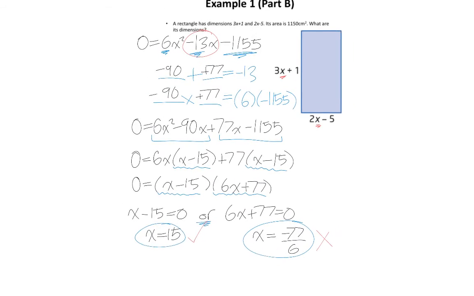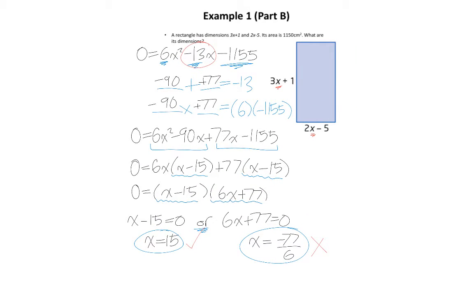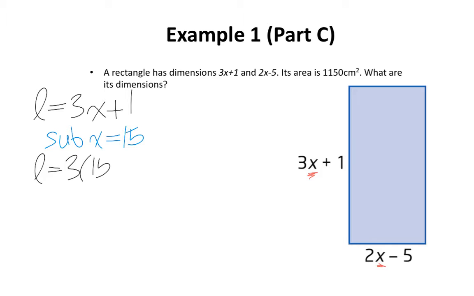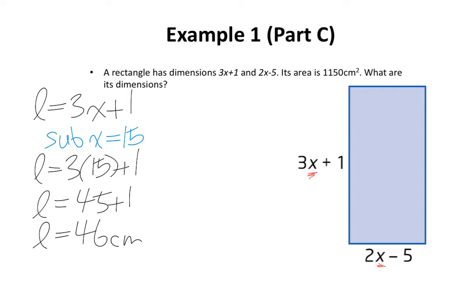So I'm going to be doing all the rest of the work in part C. Since we now know the value of x, we can go ahead and substitute that in to find our length and width. Let's start with our length. Our length is 3x plus 1. I'm going to say sub x is equal to 15. So instead of x, I'm going to replace it with 15, and I'm going to add 1. You should be able to do this on your own. 3 times 15 is 45. 45 plus 1 is 46. And since our area is in square centimeters, that means our length is going to be in centimeters.